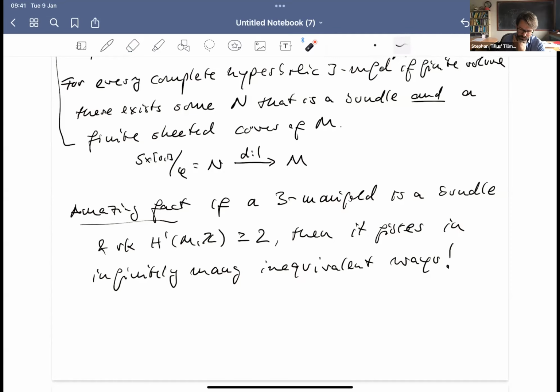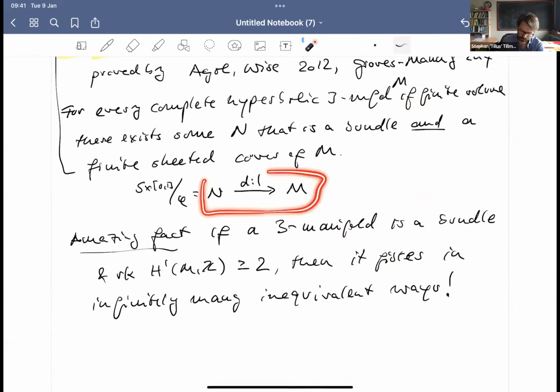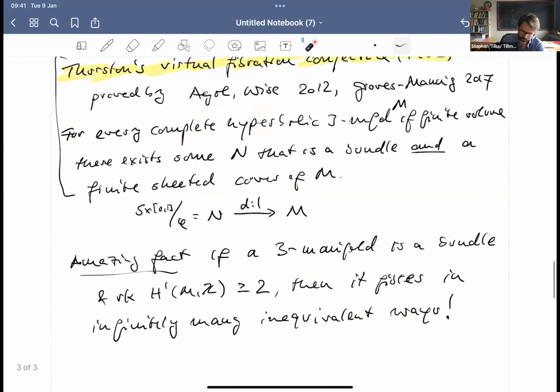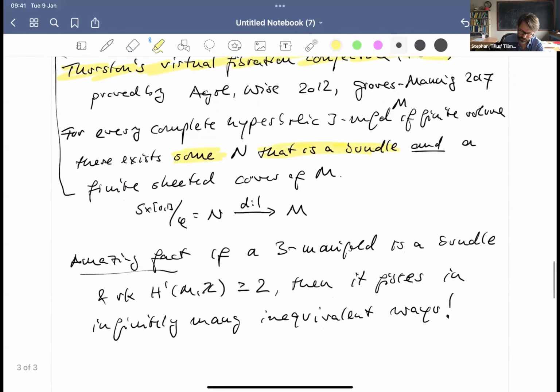Sorry, I mean this one here. If M is hyperbolic, then would the cover N automatically imply that it will be a pseudo-Anosov mapping torus? So all you know by knowing that it's a finite covering is that this is a three manifold. And you also know that it will be hyperbolic. But the special thing here is what Thurston's virtual fibration conjecture says: that you can actually find some finite sheeted cover that is a bundle. So that's really the important part here.